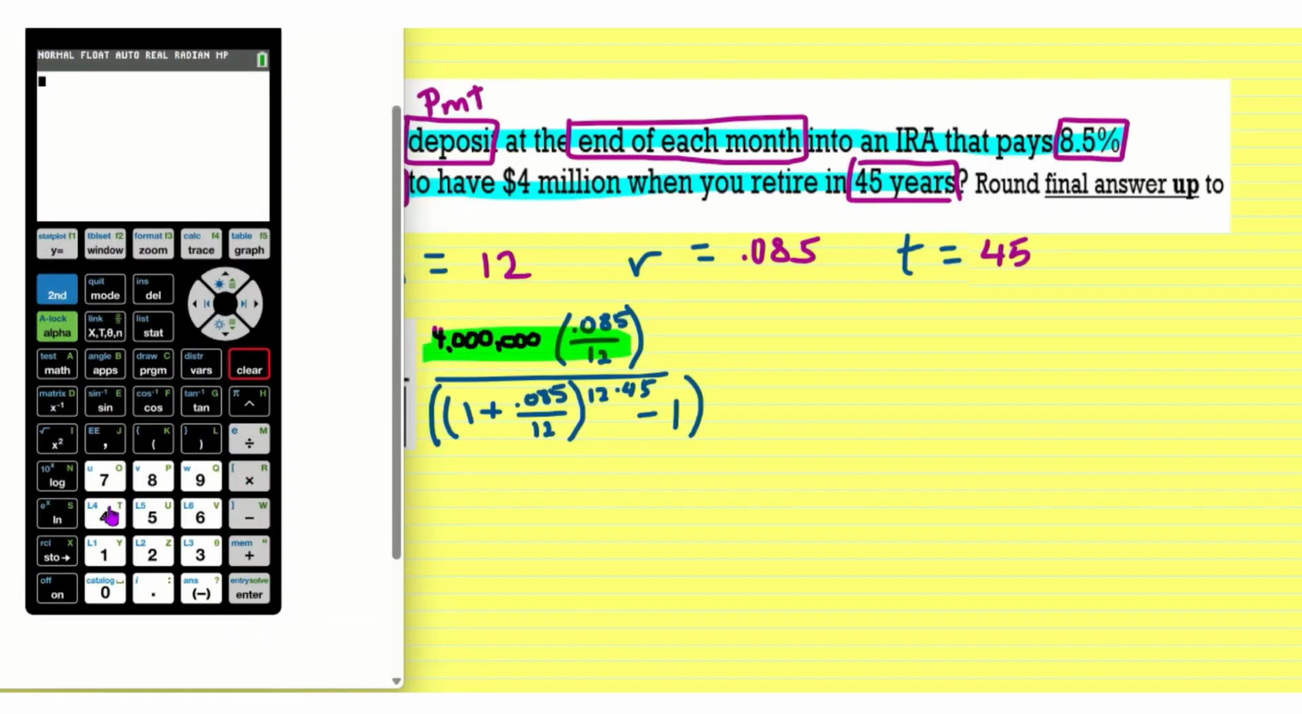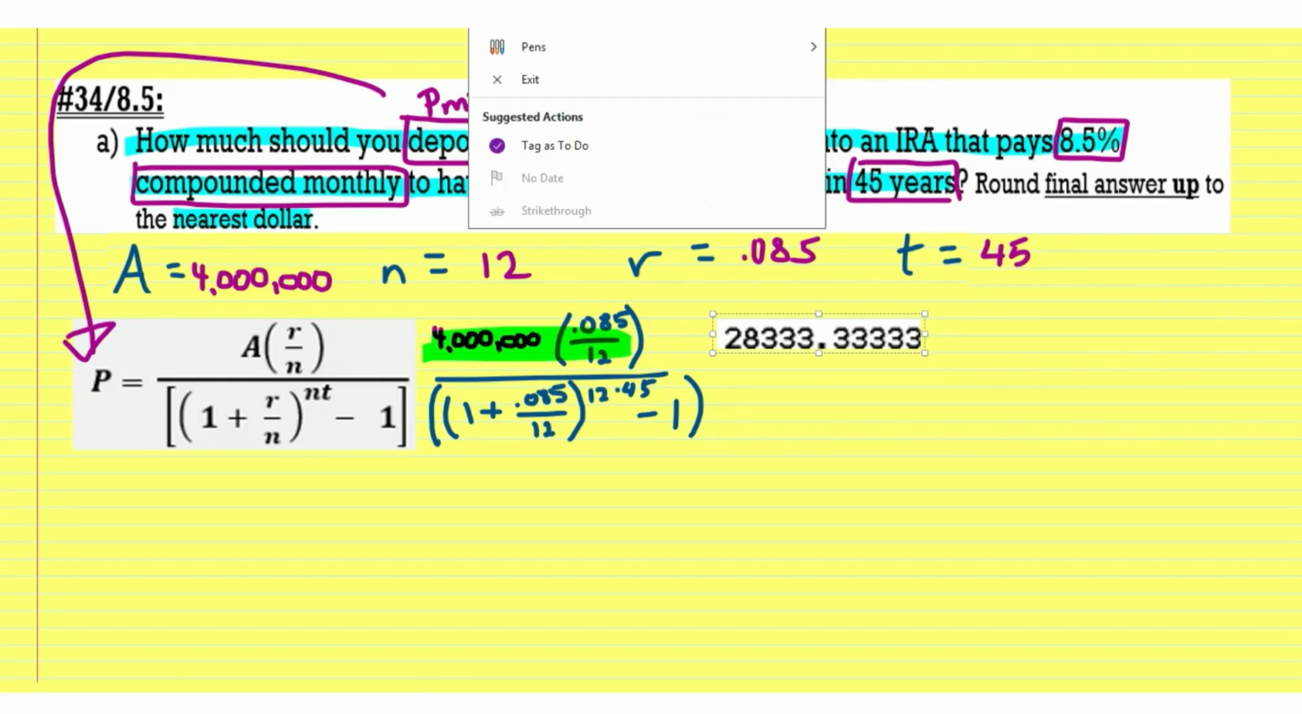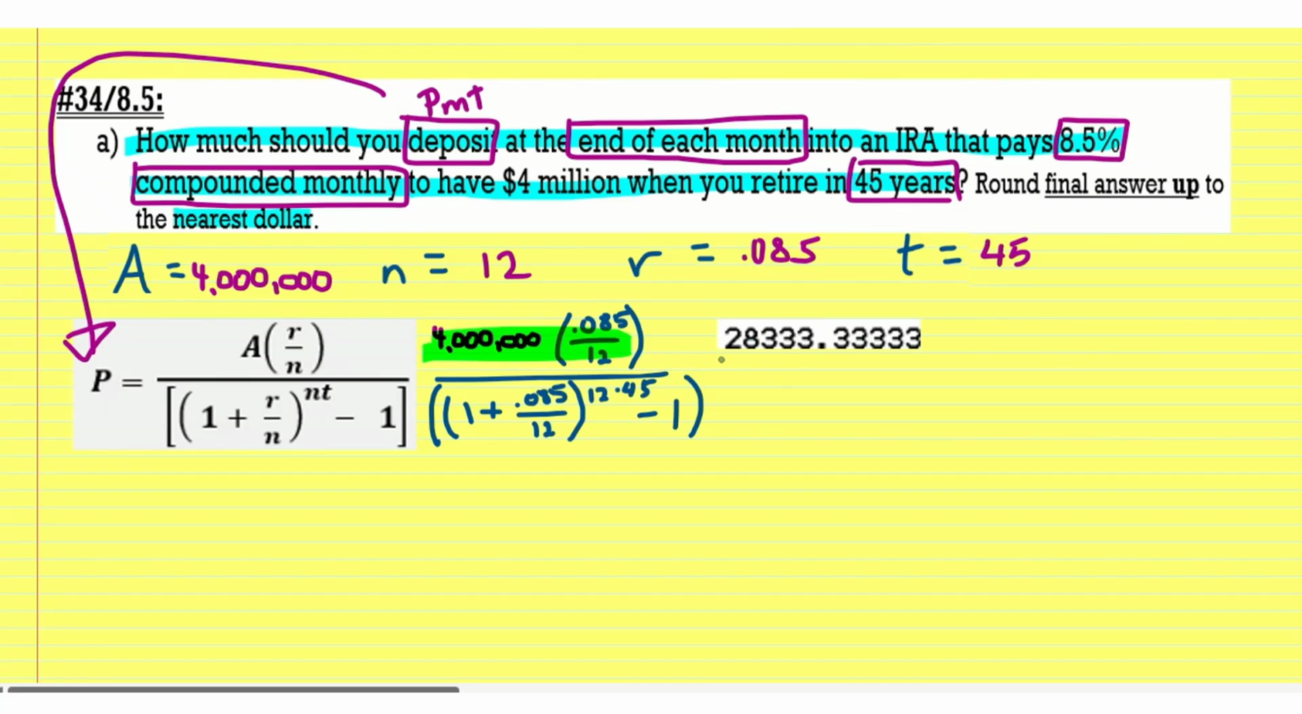Okay, so that's going to be 4 million. And then I'm going to multiply that times the ratio or fraction of 0.085 divided by 12. I'm going to put that in parentheses to make sure that my calculator understands that that is a fraction and it needs to be treated as a fraction. Okay, so that gives me this value, 28,333.333. And we need to understand that when we're doing a regular calculator and doing it a piece at a time, we need to keep all these decimal places because if we do not keep these decimal places, our final answer will be off.